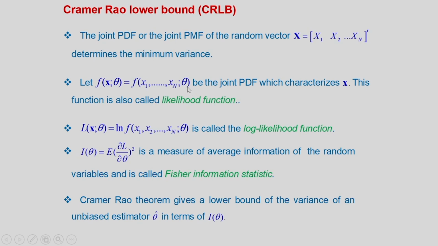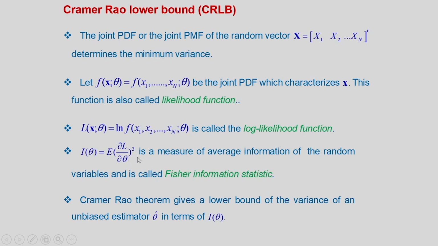So, this is the likelihood function, which is a function of theta. Now, if we take the logarithm, capital L x theta, that is the log of this likelihood function, it is called the log likelihood function. Now, we define a term known as Fisher information statistics I theta. I theta is the expected value of del L del theta whole square. So, we take the partial derivative of L with respect to theta and then take square.